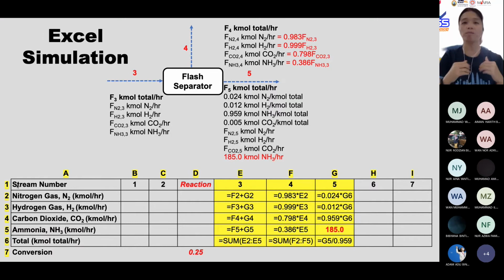Then the compounds. Each compound has its own row. For example, in this case I have 4 types of compound: nitrogen gas, hydrogen gas, carbon dioxide, and ammonia. Each has its own row, and there is one special row for the total molar flow rate, since every stream has a total molar flow rate. So the last row is the total molar flow rate. Then the final row is where I put conversion, because in a reactive process we want to calculate conversion, so there is one row for conversion.